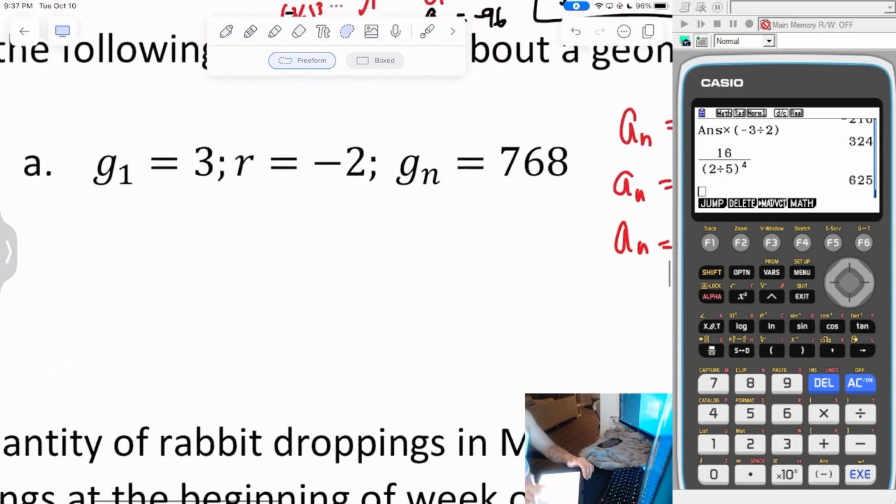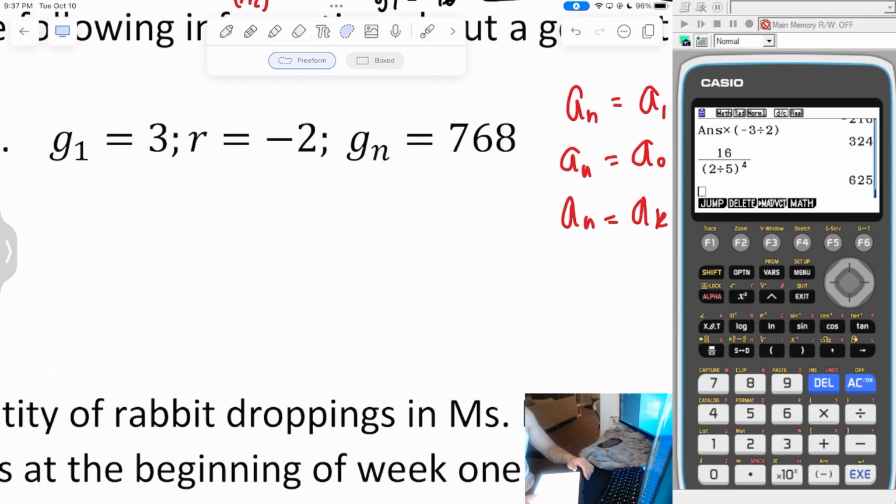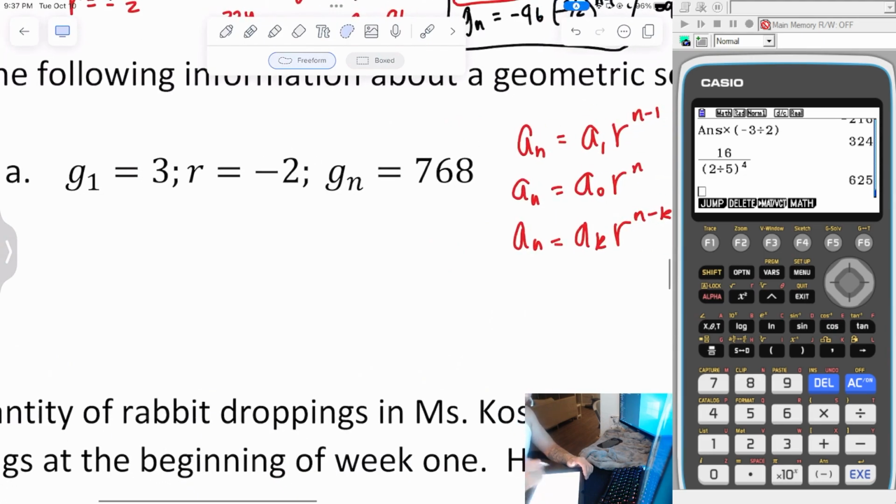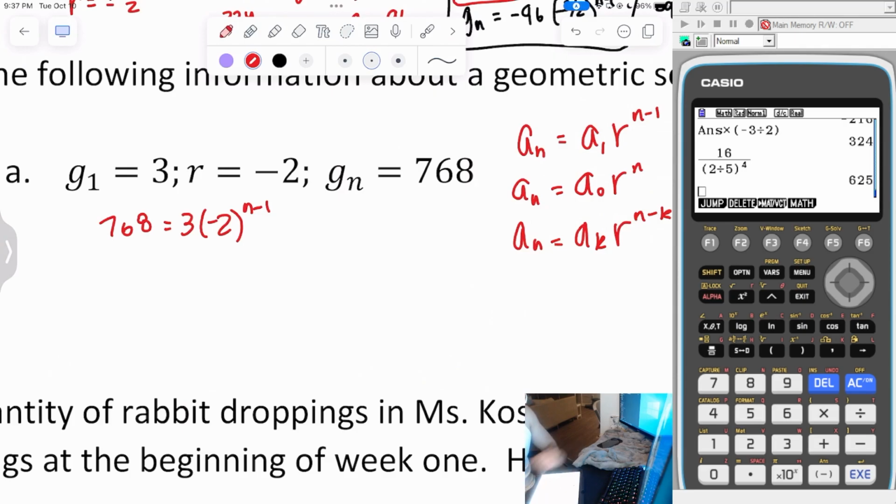All right, let's continue. So here I'm given 3 pieces of information. I'm given the first term, as well as my ratio, and then some arbitrary number in my sequence. I just don't know which number it is, right? So it seems like I have every single piece that lets me plug into the first equation. So that's pretty convenient. So I'll say 768 is equals to 3 times negative 2 to the power of n minus 1. And then here, I pretty much have everything in the equation, which now lets me solve for n.